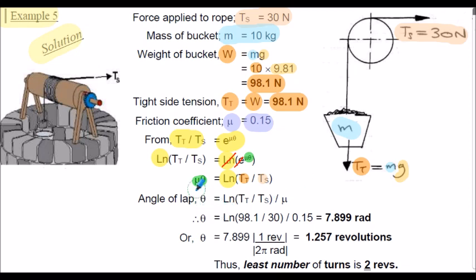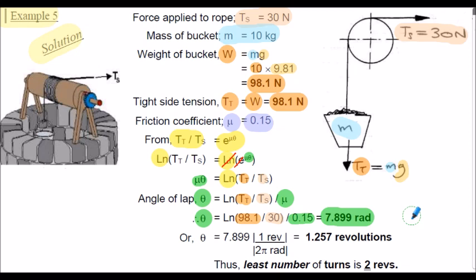Dividing both sides by mu, we end up with theta, the angle of lap, is ln of Tt divided by Ts, divided by mu. Inserting the values for Tt, 98.1 newtons, Ts, 30 newtons, and the coefficient of friction mu, 0.15, that evaluates to a theta value of 7.899 radians. Remember, theta is always in radians.